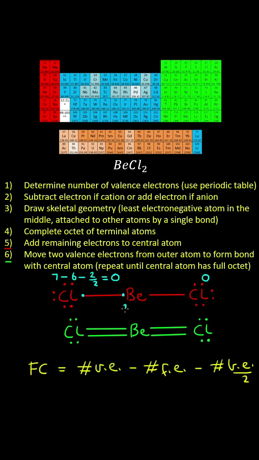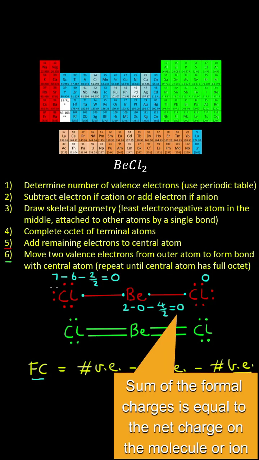And beryllium has 2 valence electrons from the periodic table, minus the free electrons, and then minus the number of bonded electrons over 2. So the goal is to get a formal charge of 0 for the central atom. So this is the likely correct Lewis dot structure.